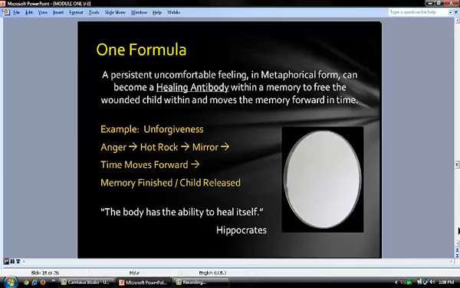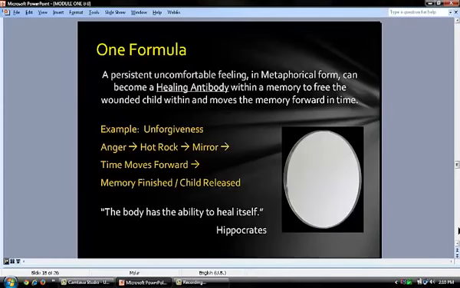So the anger, the hot rock, in going back into the memory, cooled down on its own and became another metaphor on its own. The metaphor of a mirror went into the memory, and it went to the father's face in the memory, and the father looked at the mirror, saw his own shame, saw that what he was doing was a shameless thing, stopped what he was doing, patted the boy on the back, looked him in the eyes and said, I'm so sorry, I didn't realize what I was doing, and walked away.